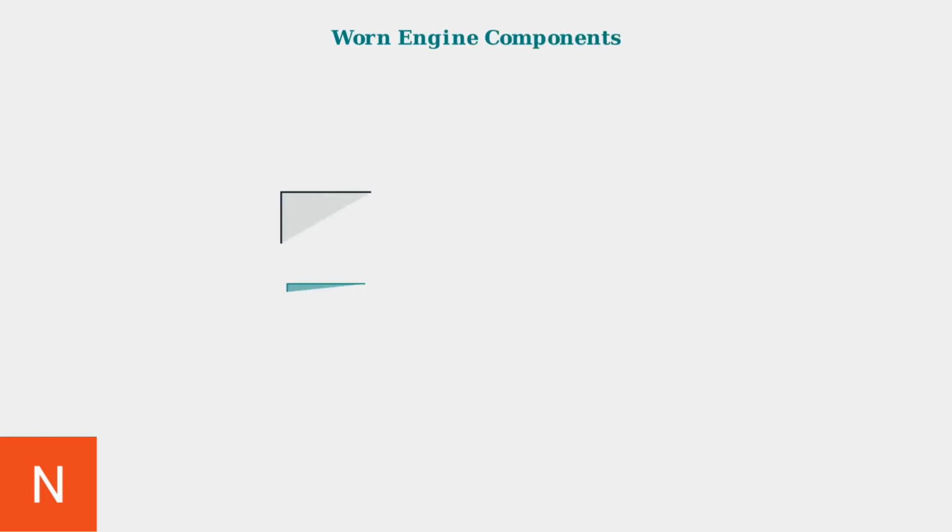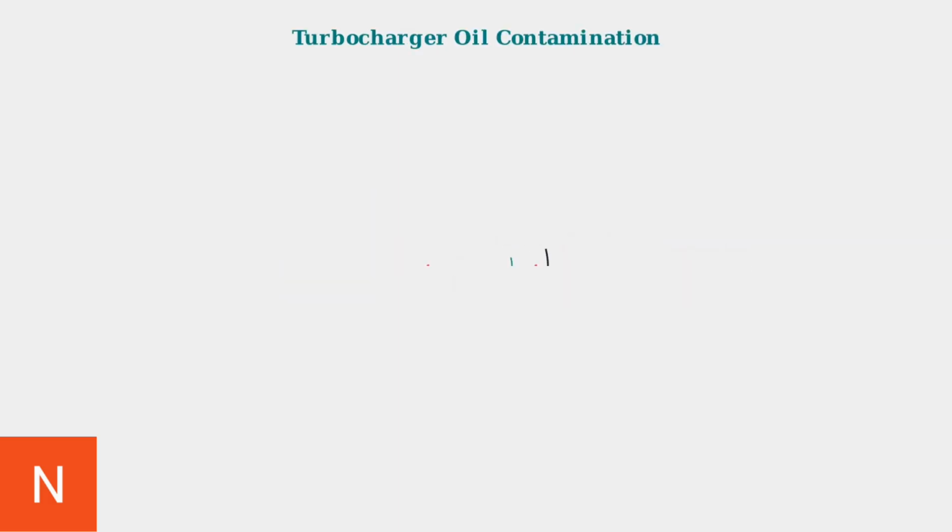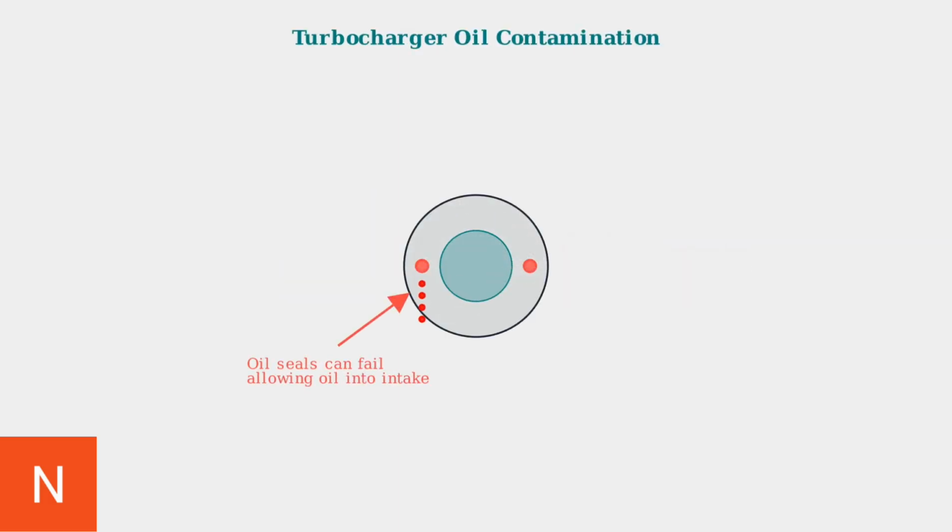Another major cause of oil contamination comes from worn engine components. Worn piston rings create excessive blow-by gases that overwhelm the PCV system's ability to handle oil vapors. In turbocharged engines, turbocharger seal failures can directly introduce oil into the intake system. The high-pressure oil used to lubricate the turbocharger can leak past worn seals and contaminate the intake manifold.